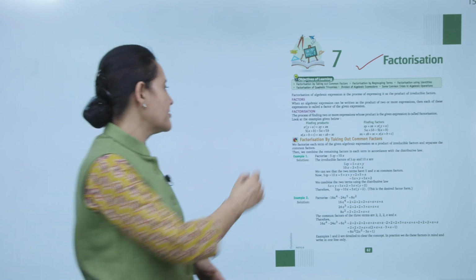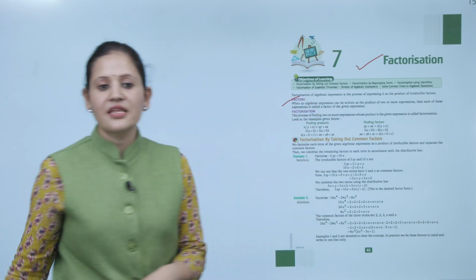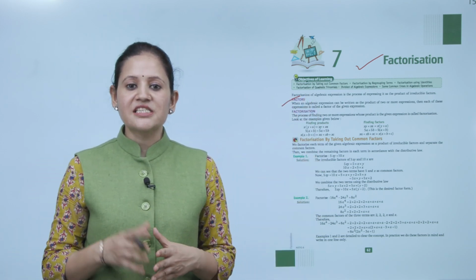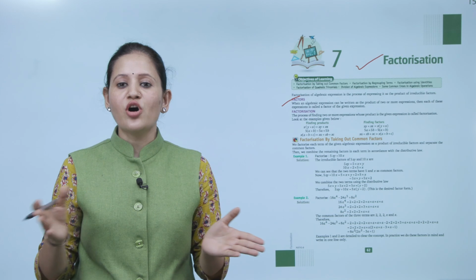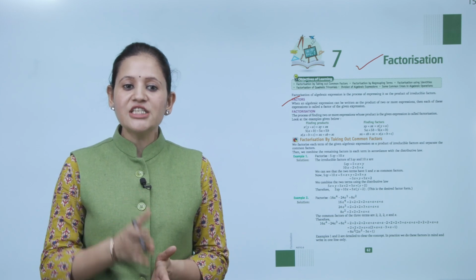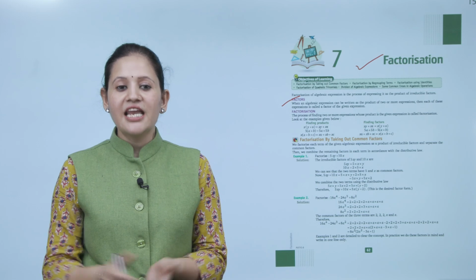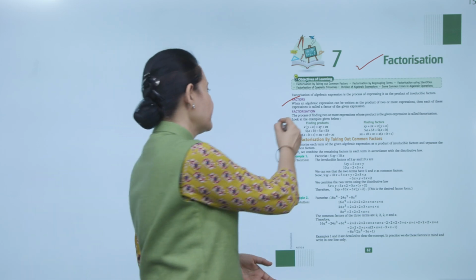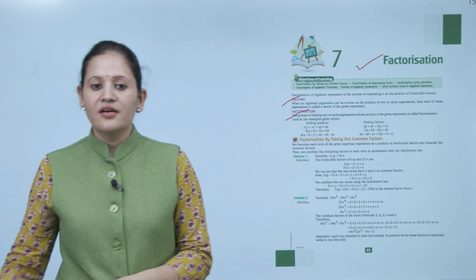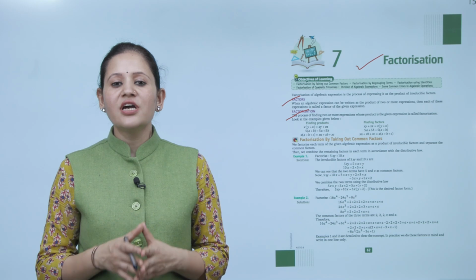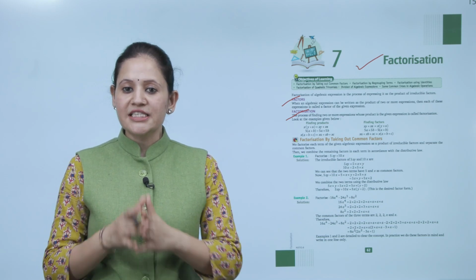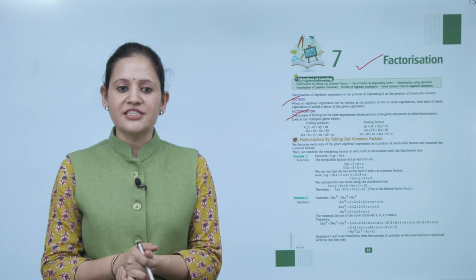First is factors. When an algebraic expression can be written as a product of two or more expressions, then each of these expressions is called a factor of the given expression. Next is factorization. The process of finding two or more expressions whose product is the given expression is called factorization.